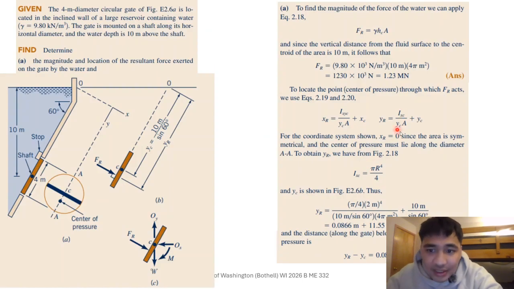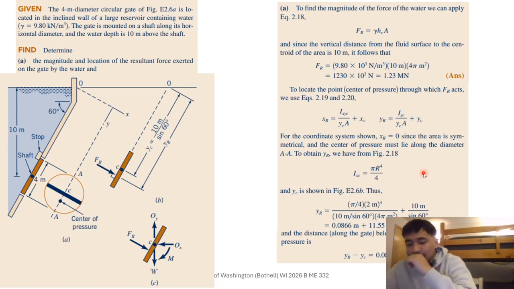YC, right? We have YC. Where is YC? YC is right here. It's 10 meters divided by sine of 60 degrees. That's just trigonometry for this angle. And then you have the area, right? Same as before, 4 pi. And then YC, again, is here. And you do all the math, computing, you get 11.6 meters.